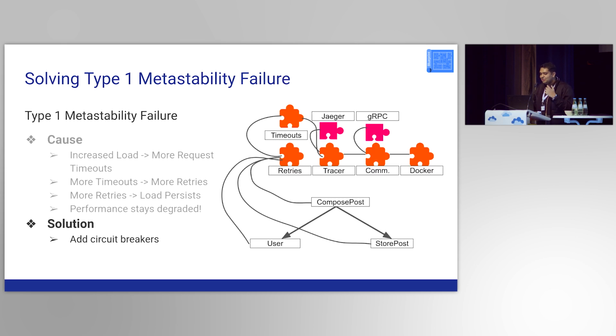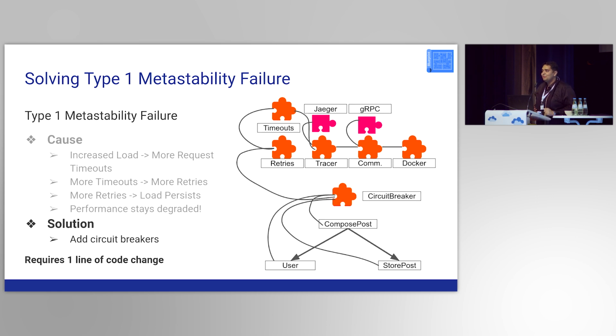A possible solution for this would be to add circuit breakers, which observe the failure rate of requests between a pair of services and block any new requests for a short time period, allowing the system to recover. As you can see, there are absolutely no circuit breakers in this system. Adding circuit breakers only requires adding 1 line of code to the wiring specification to apply it to all of the connections in the system.